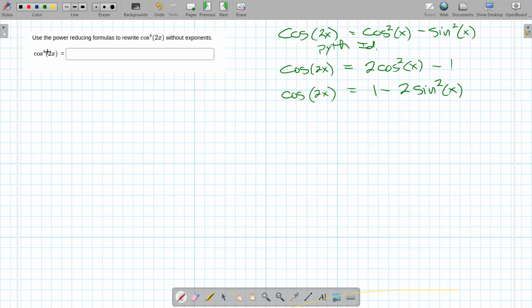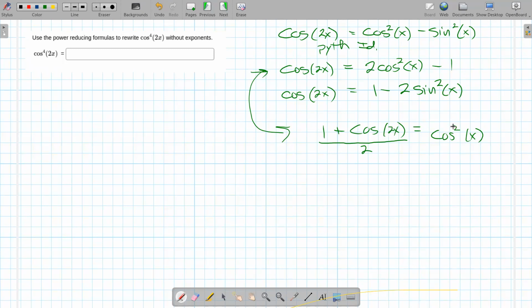So for example, since this one has a cosine to the 4th power, I'm going to look at this one right here. So I'm going to add the 1 to the other side. So that's going to give me 1 plus the cosine 2x, and then divide by 2. So now I have cosine squared of x, and this is what they call a power reducing formula for cosine. It takes the square of a cosine and knocks it down to a single power.